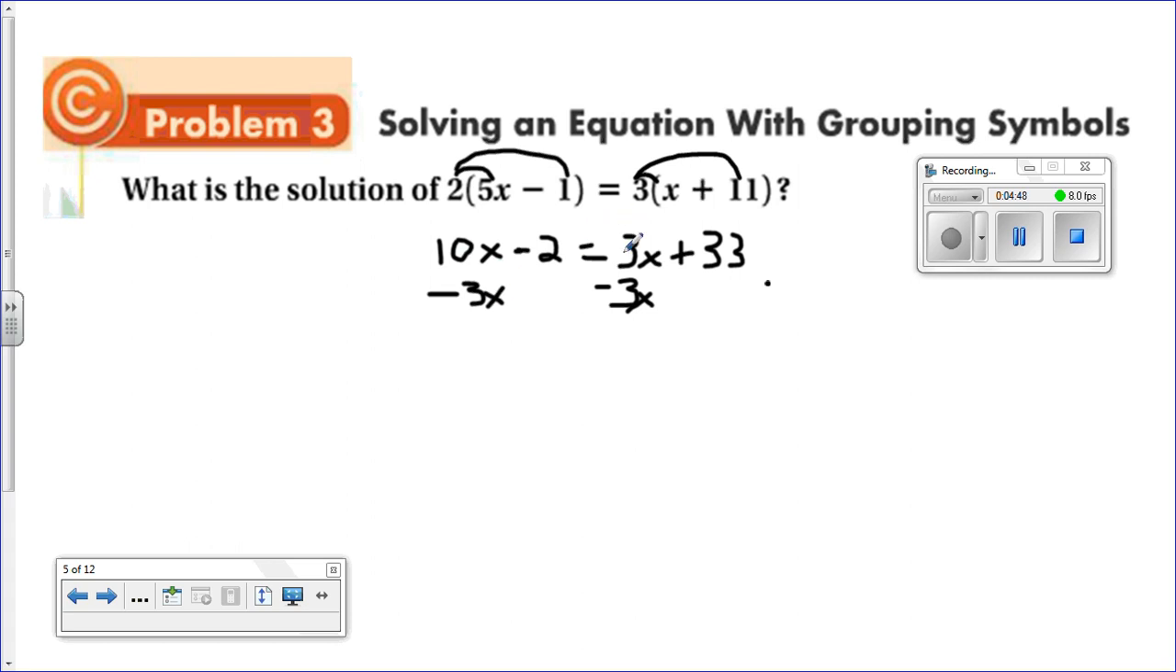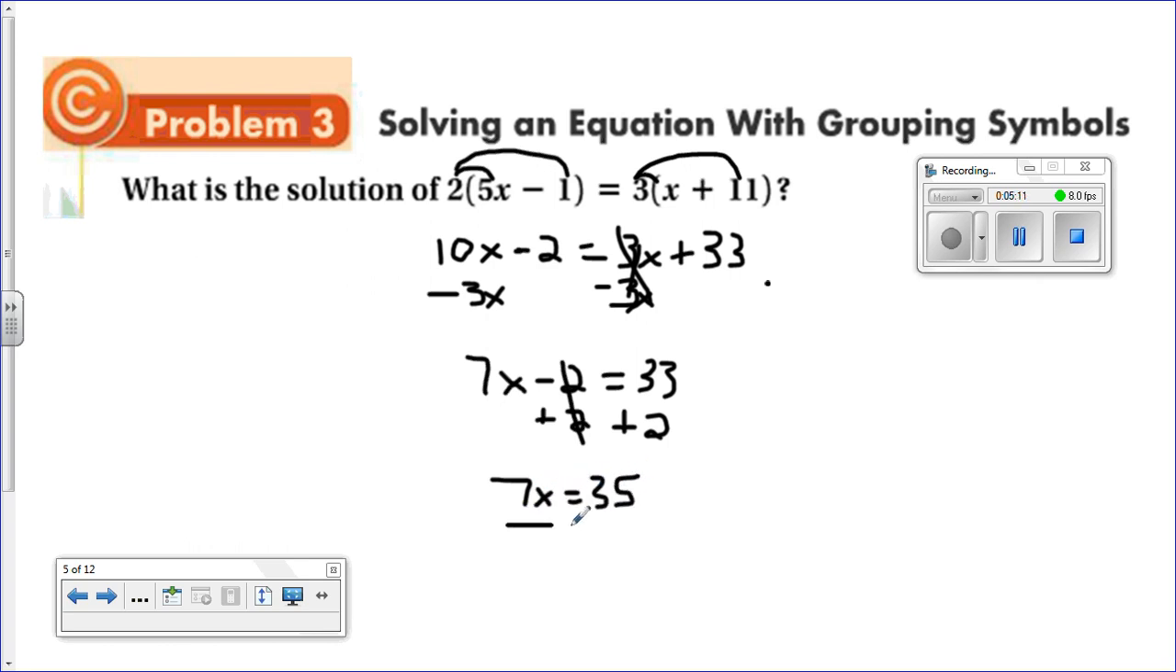Now you have these cancel, and you're left with 7x minus 2 equals 33. And then you add 2. Those cancel, which means you have 7x equals 35. And then finally divide by 7, and x equals 5.